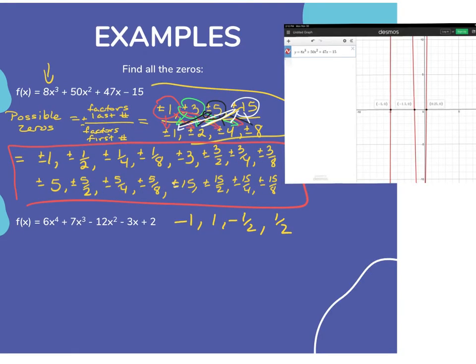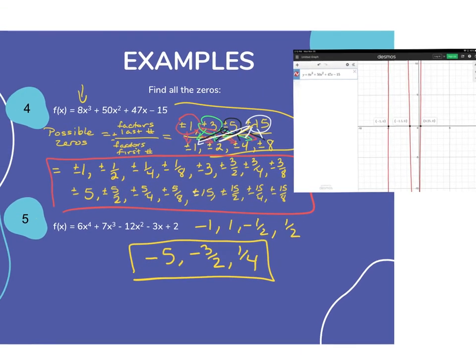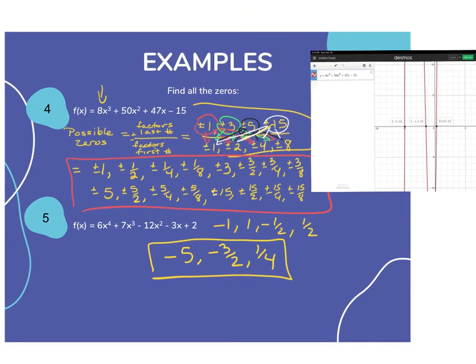Okay, so I keyed it into my graphing utility. Now, on WebAssign, if it just asks you to find all the zeros, you're just going to key in -5, and then you could put -3/2, 1/4. It's going to expect you to enter them as fractions. So up here in my possible list, the ones that worked, again, you can find them here. The ones that worked are right here, the -5, the 1/4, and then the -3/2. So out of this list of 32, these are the three that worked.